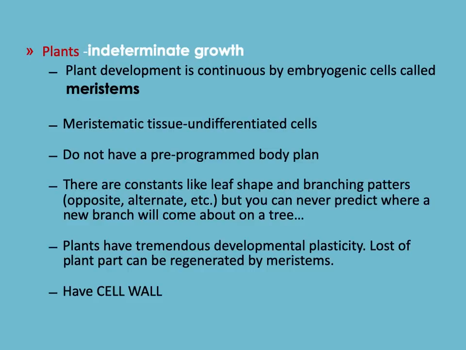There are constants like leaf shape and branching pattern that follow according to different types of plants or different species, but you can never predict where a new branch will come out from a tree. So plants have tremendous developmental plasticity. When the plant is cut or wounded, it can grow and regenerate by new meristem cells.